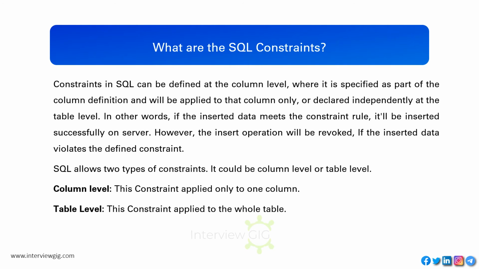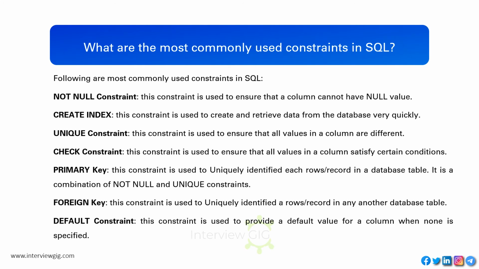SQL allows two types of constraints. It could be column level or table level. Column level: this constraint is applied only to one column. Table level: this constraint is applied to the whole table. What are the most commonly used constraints in SQL? Following are the most commonly used constraints in SQL.